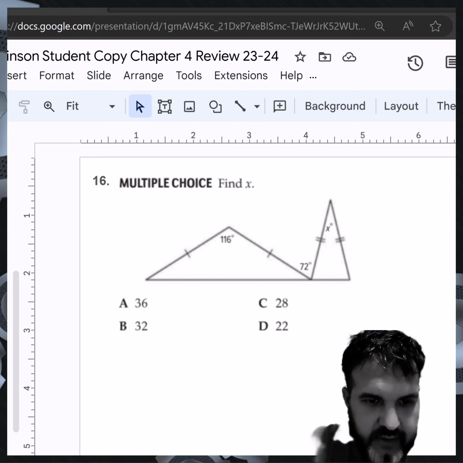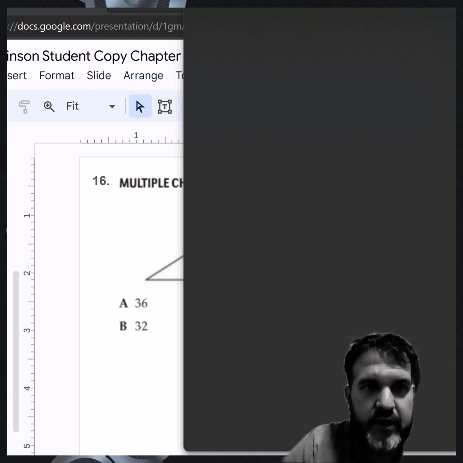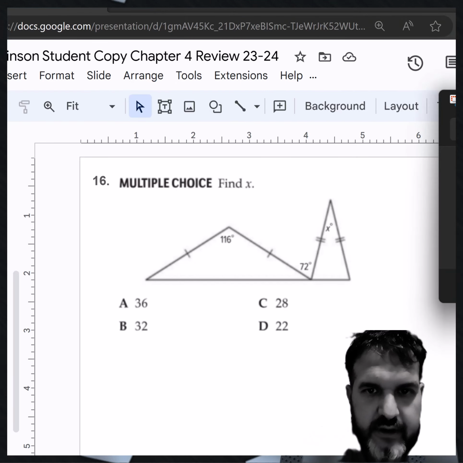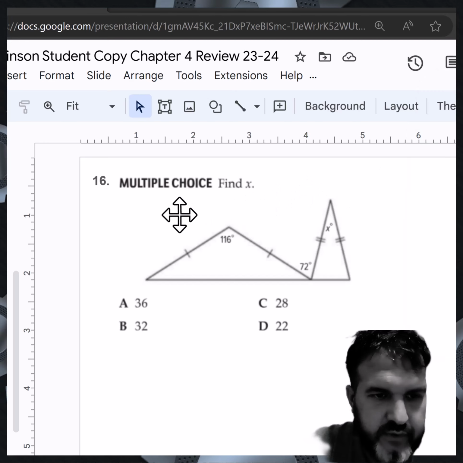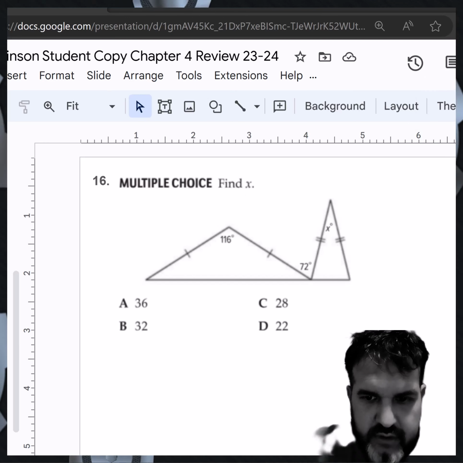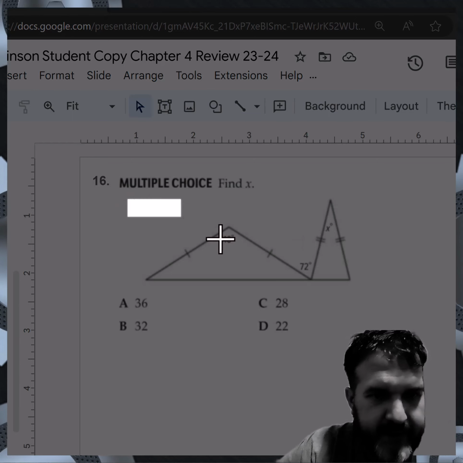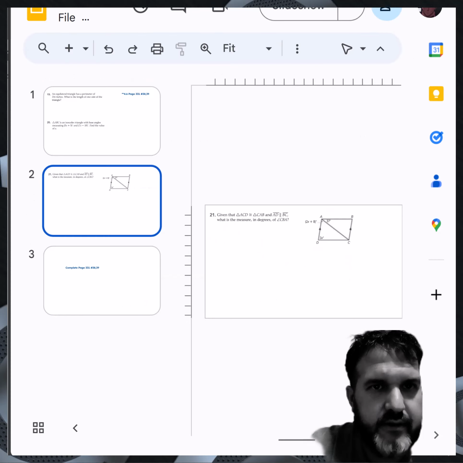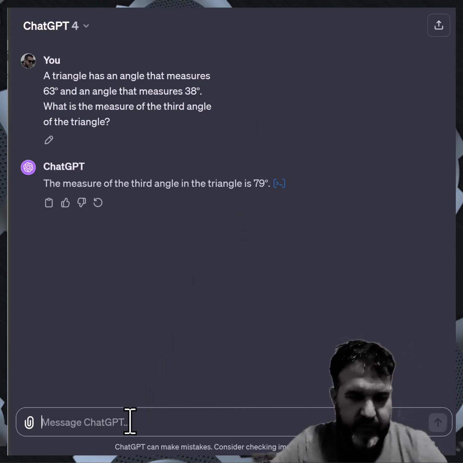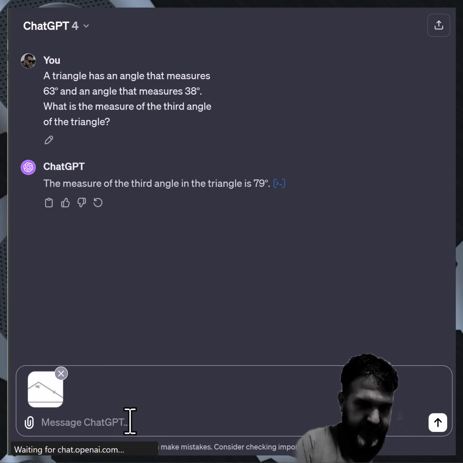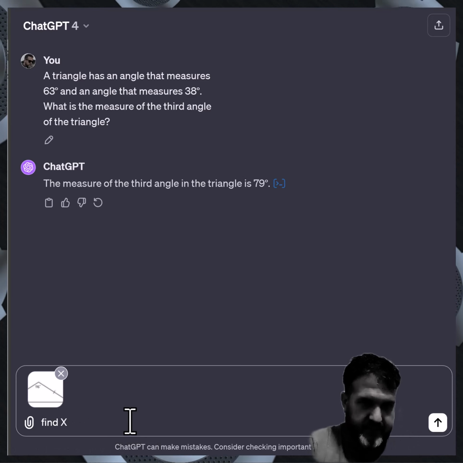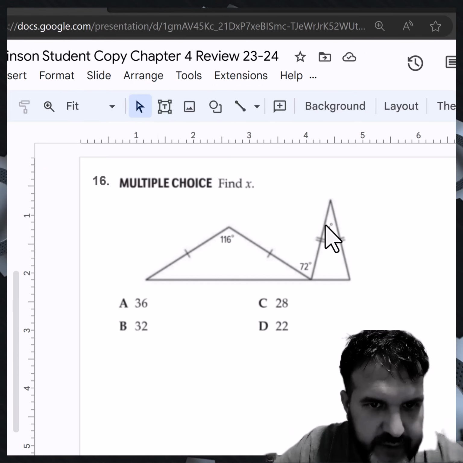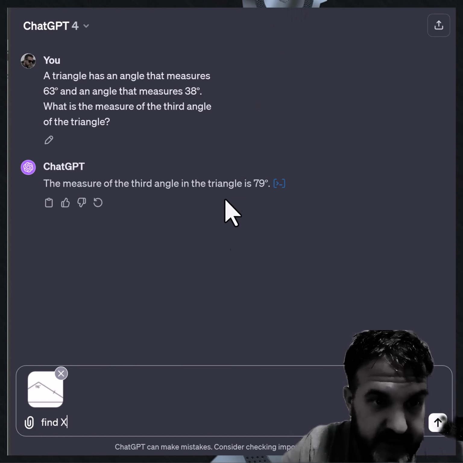So let's take a look at what happens if I send it to ChatGPT. I'm going to take a picture of this puppy here. Alright, let's see, where are you? Oh, here it is. So, okay, I know the answer is 28. So I'm going to paste this picture, which is very convenient. I'm going to say find x, right? Because that's what we were looking for, which is 28 degrees. Okay. Let's see what it does.